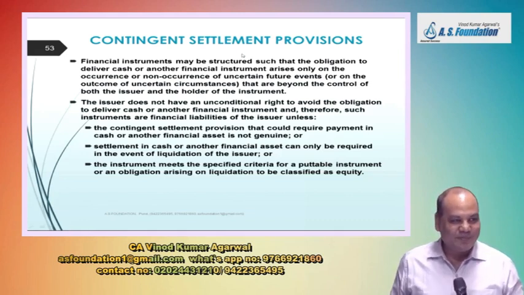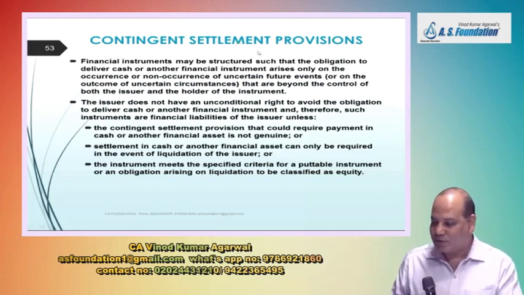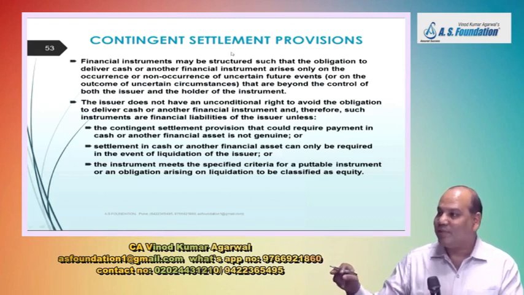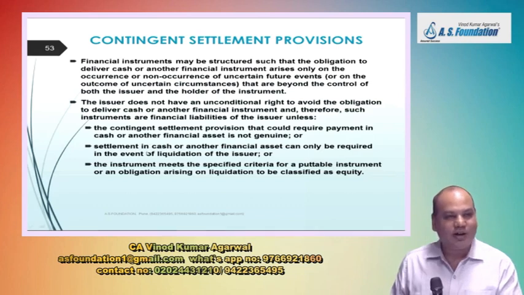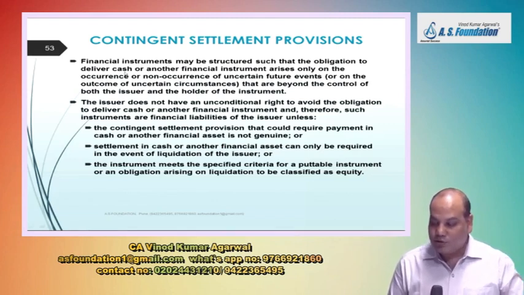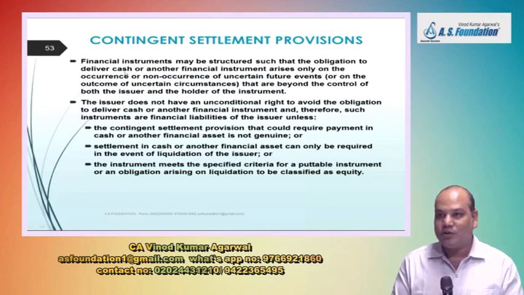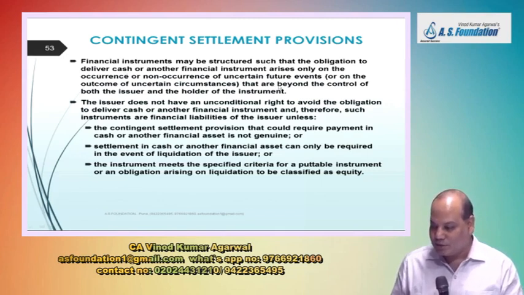Something like this. Okay. When a particular thing will happen, we will pay you the interest and principal. So that is a contingent settlement provision. Now whether in that case it is a liability or equity, you have to check the 3 conditions mentioned here. So listen to me carefully because you have to solve a few questions below that. A financial instrument may be structured such that the obligation to deliver cash or another financial asset arises only on the occurrence or non-occurrence of an uncertain future event that is beyond the control of both the issuer and the holder of the instrument.